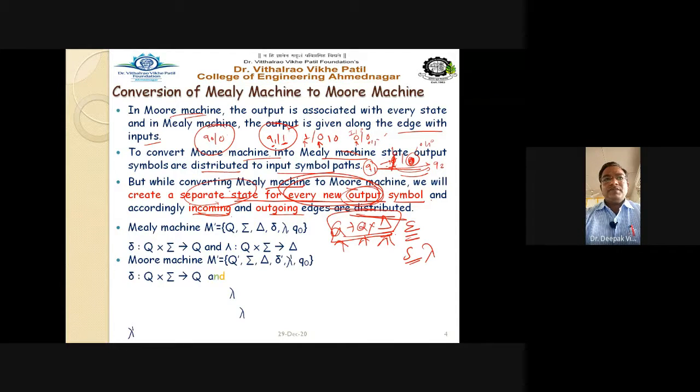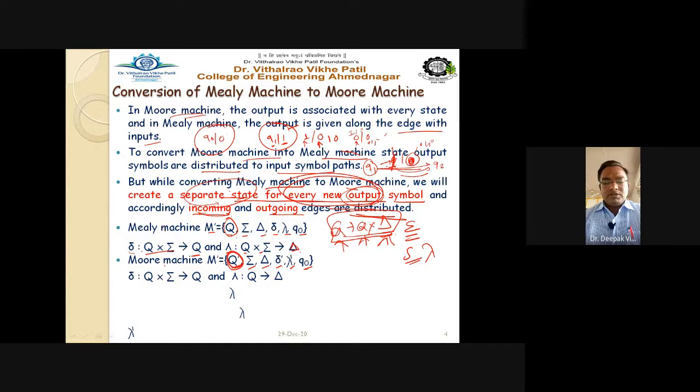So see here, the Mealy machine is described by M equal to (Q, sigma, capital delta, small delta, lambda, q0), where the delta transition is written as Q into sigma gives you Q, whereas lambda is Q into sigma gives you capital delta, which is nothing but the output function, and delta is the transition function. But in case of your Moore machine, you have M dash equal to (Q dash, sigma, capital delta, small delta dash, lambda dash, q0). So how many parameters are changing here? Your states are being changed here. In the given Mealy machine it is Q, but we have to form the new set of states.